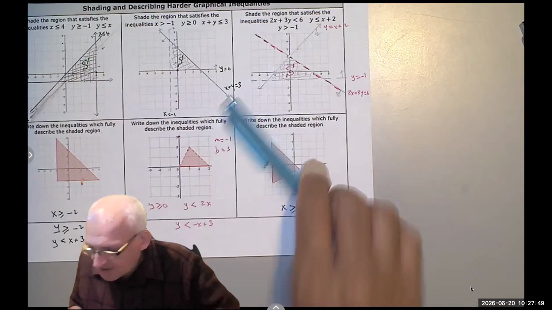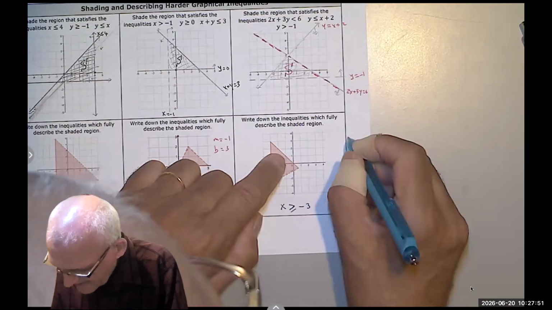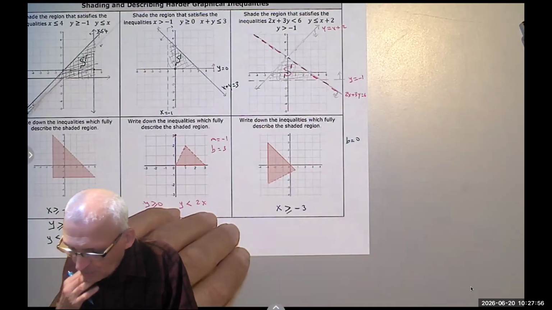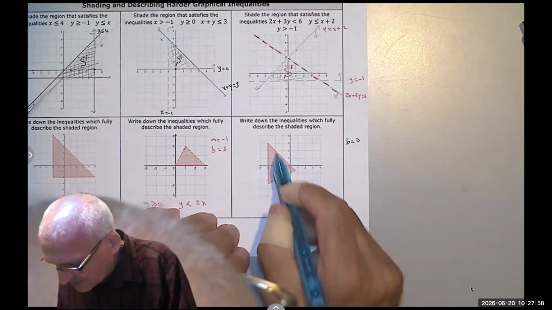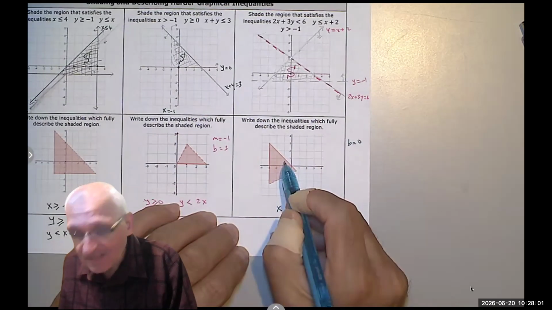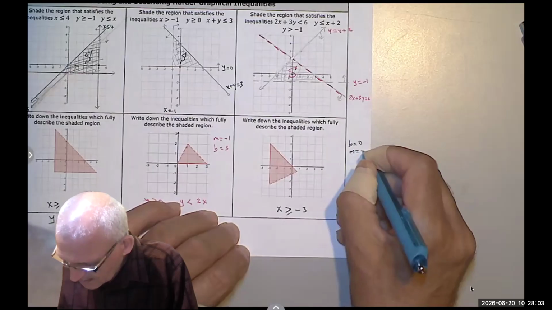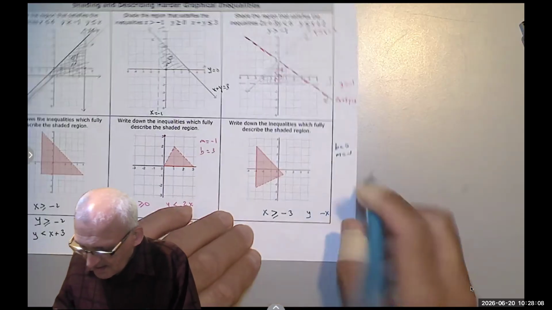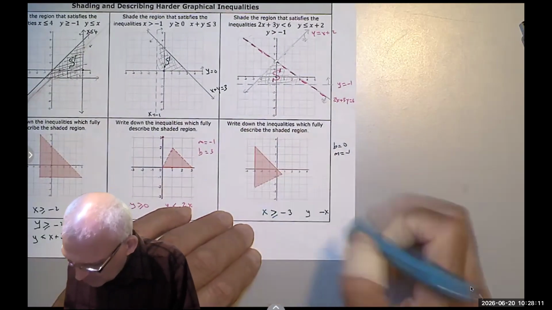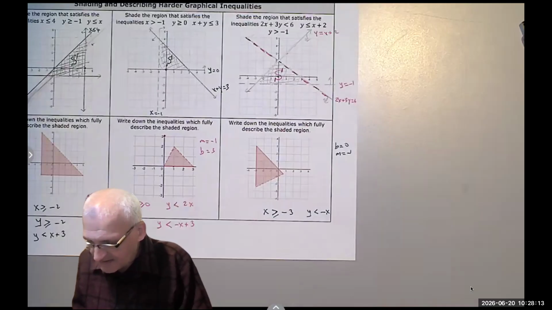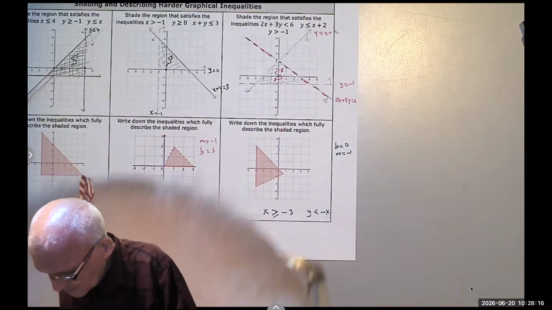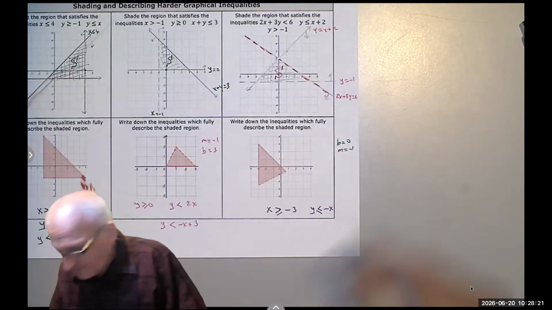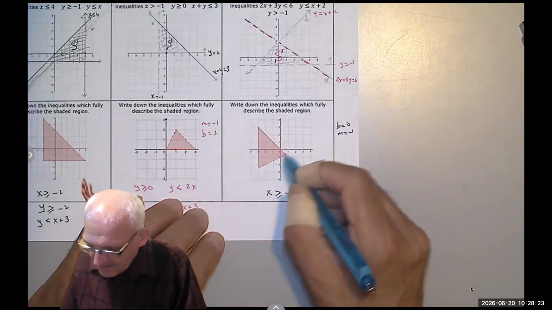It passes through the origin, so b is 0. But what is the slope? I move 1 to the right, 1 down, 1 to the right, 1 down. So it's -1. Right? y, -x. And y is below that. So y is less than -x. Oh, I'm sorry, that is, yeah, less than or equal. It's a solid line. And finally, I have this line, this dotted line.